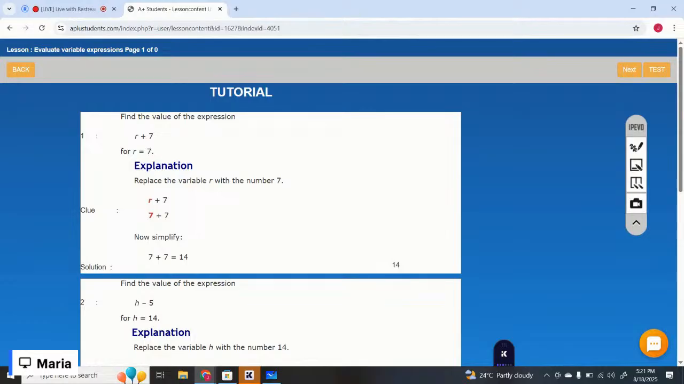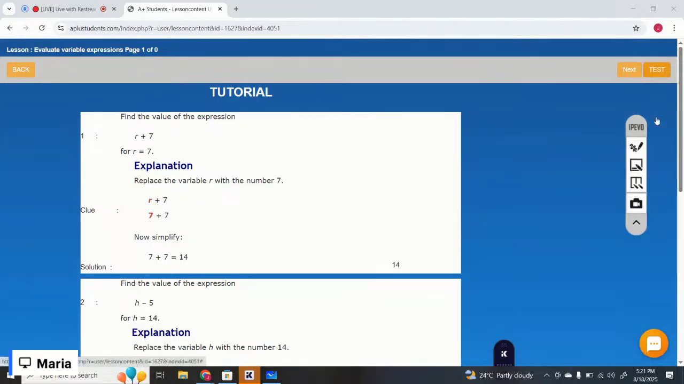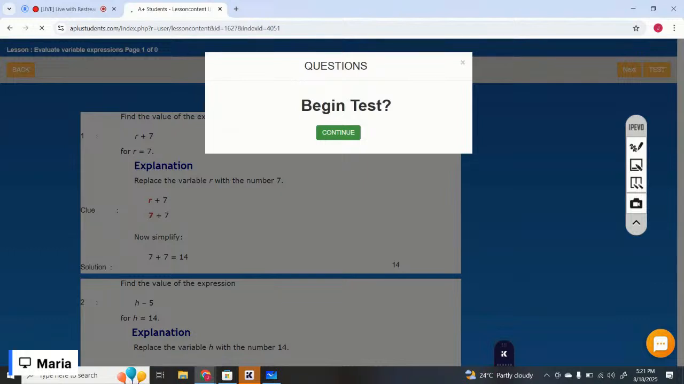Find the value of the expression r plus 7 for r equals 7. We are given the value of r, that is 7. We need to replace the variable r with the value and then we need to add them. So r plus 7, so that is 7 plus 7. So 7 plus 7 makes 14. Let's just start with the test questions.